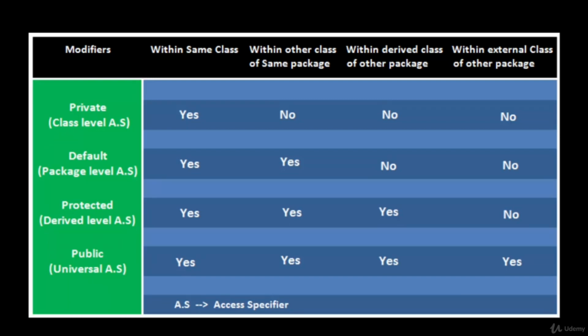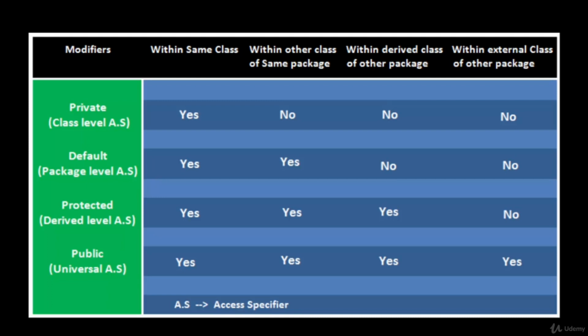Here we have some rules for access modifiers. The first one is private. We can access it within the same class, but within other classes of the same package we cannot access the private modifier. Within a derived class of another package we cannot access the private modifier, and from an external class of another package we cannot access the private modifier either.